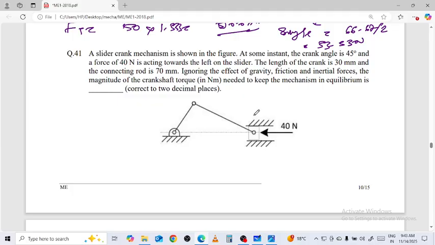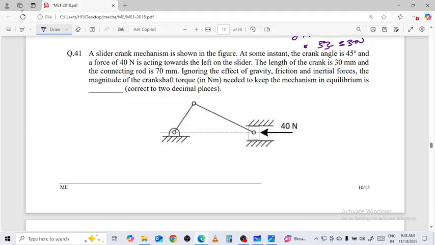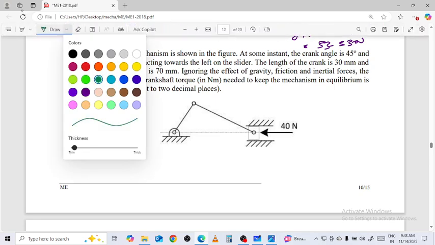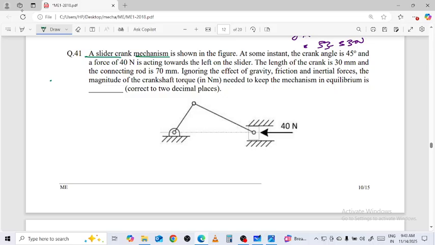Let's go to the next question in dynamic analysis. Here the question is: a slider crank mechanism shown in the figure, at some instant the crank angle is 45 degree and a force of 40 Newton is acting towards the left on the slider. The length of the crank is 30 millimeter and the connecting rod is 70 millimeter. Ignore the effect of gravity, friction and inertial force. The magnitude of crankshaft torque needed to keep the mechanism in equilibrium is to be asked over here.